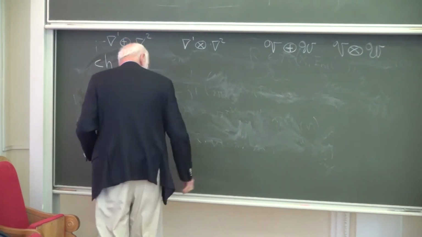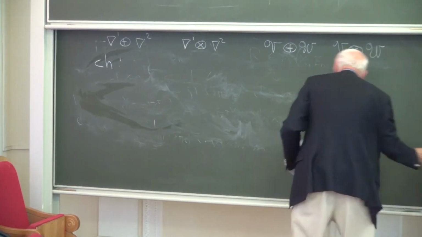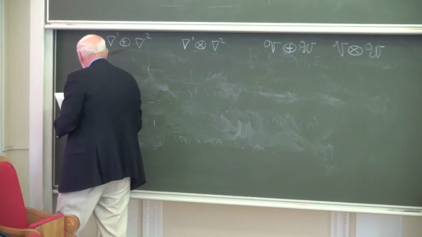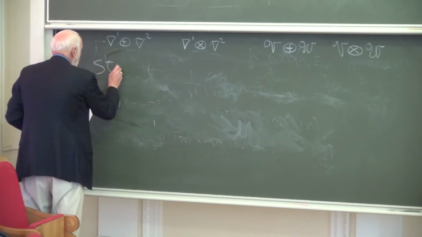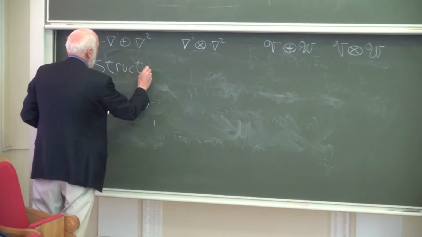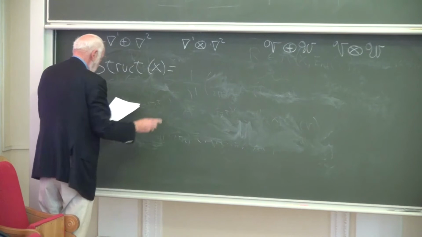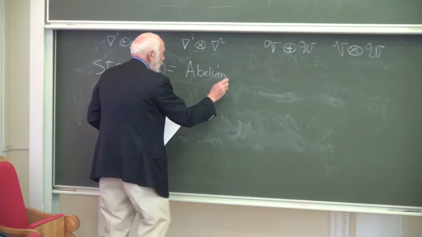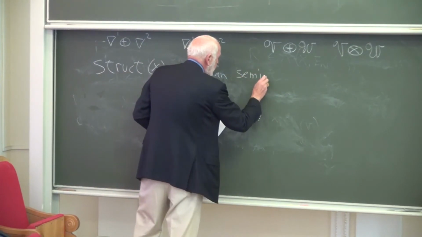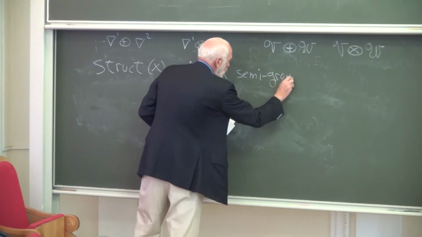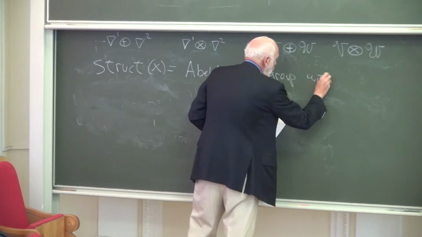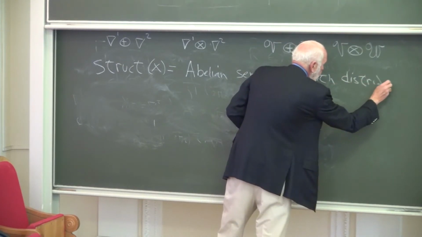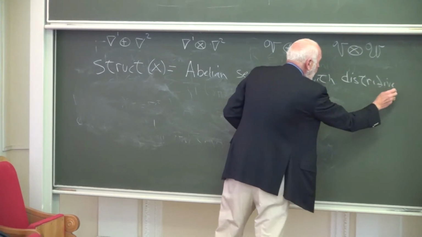So now I'm going to define something called Struct X. So Struct X equals the abelian semigroup with distributive multiplication.